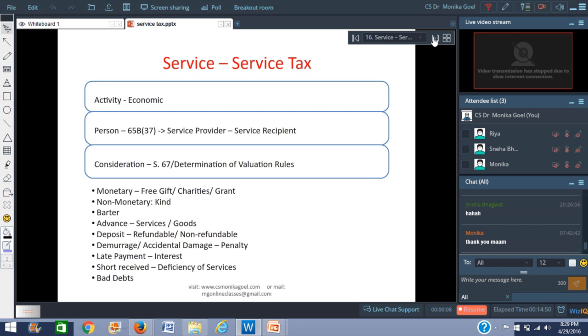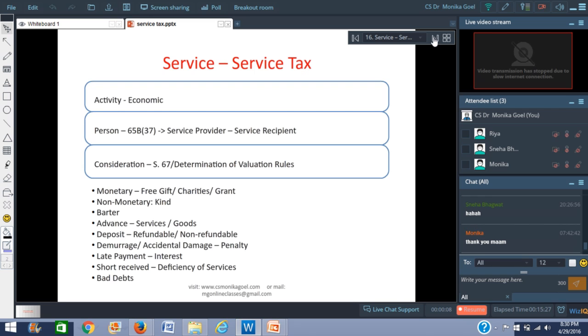So there comes the determination of valuation rules, and we would be talking about that as a separate topic some other day. Therefore it has to be a monetary service. If it is a non-monetary service, it would not be considered as a service. But if it is a barter, then we'll go to the valuation rules, right? If I say, okay, you do this for me and I'll give you this, not money but something else, in that situation we will have to go to the valuation rules and find out the value of consideration. Service tax is chargeable even when the advance is paid.